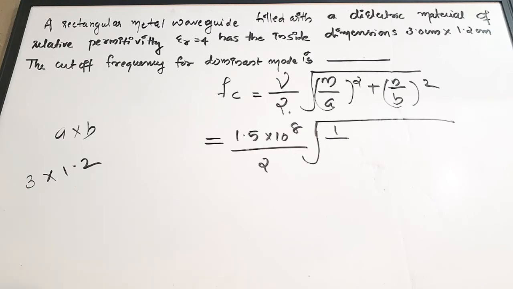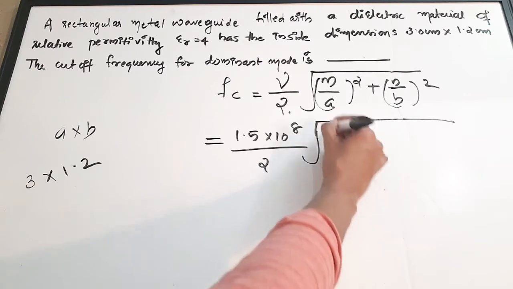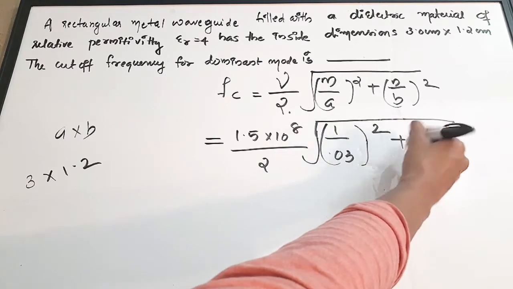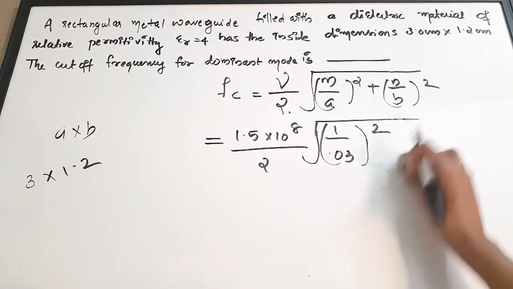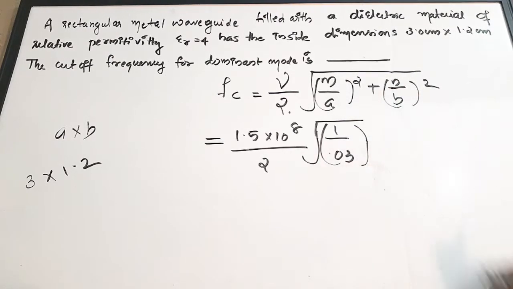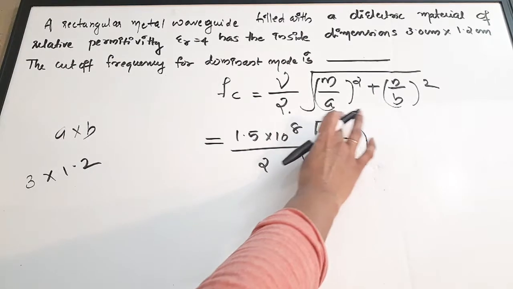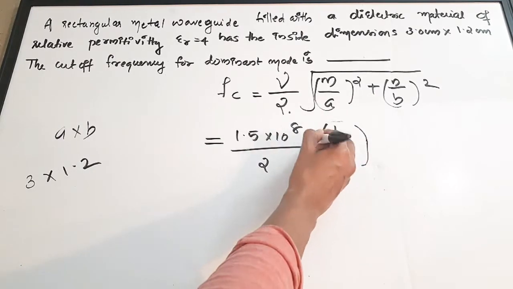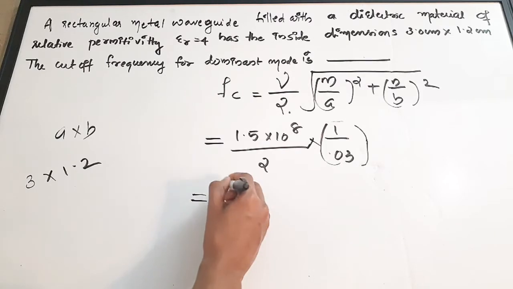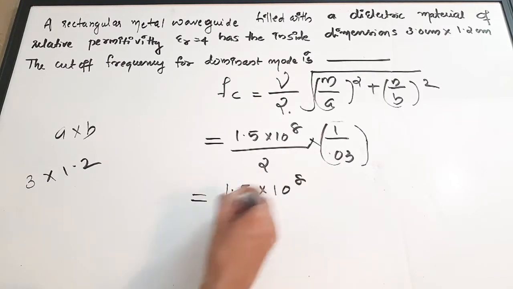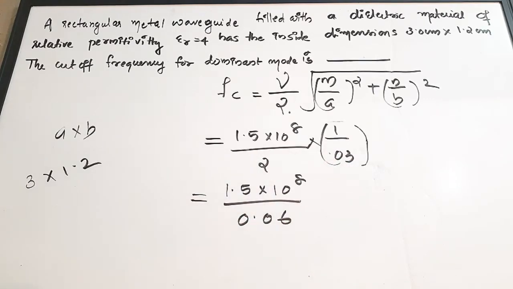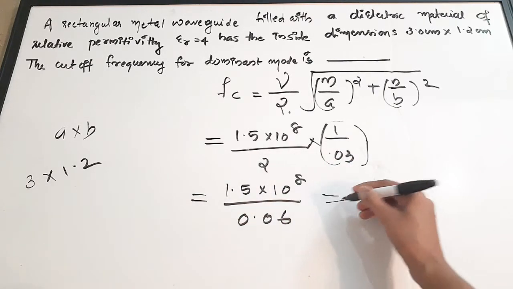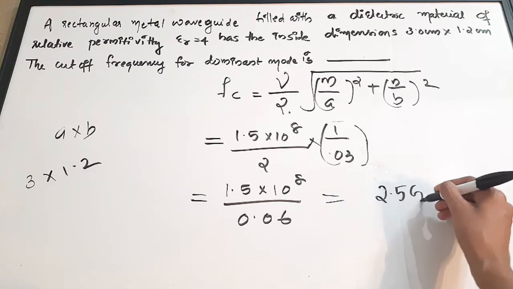So 3 centimeters is nothing but 0.03 meters, squared, plus n is 0, so that term will get cancelled out. The square of a square root is nothing but the value itself, so you can cancel off the square root and you will get this. And 1.5 into 10 raised to 8, in the denominator you will have 0.06 if you take the product of these two. Now, if you solve it, the answer I'm getting is 2.5 gigahertz.